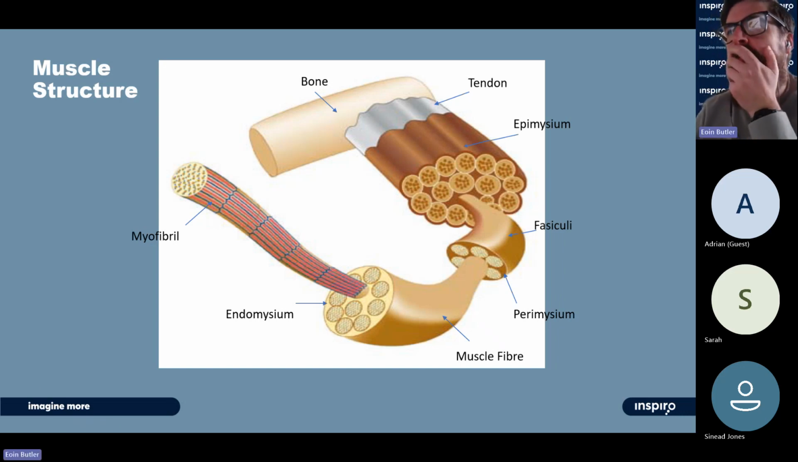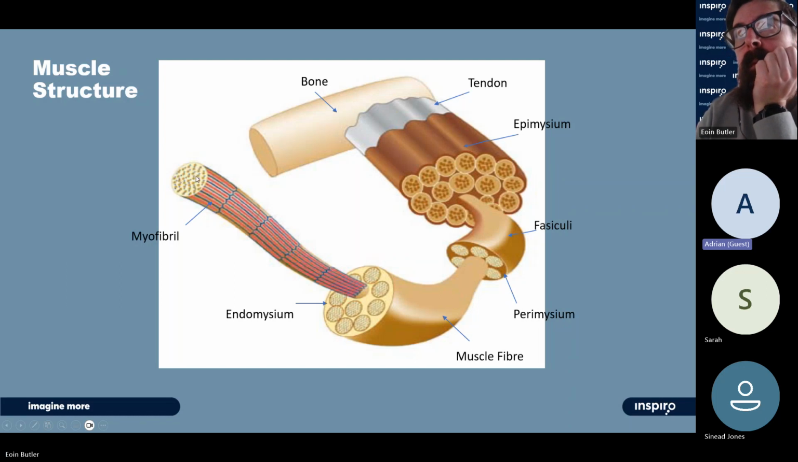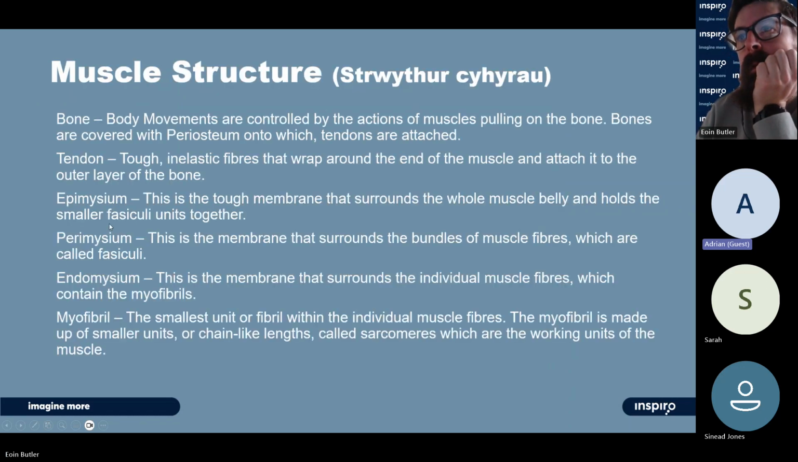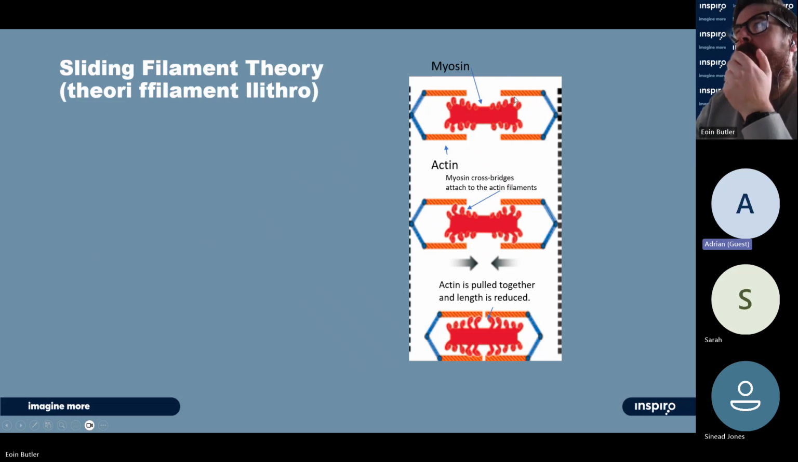Is that making sense? Yeah. Just to clarify, the diagram you've got of the sliding filament theory, is that representing what is going on inside the muscle fiber? Yes.